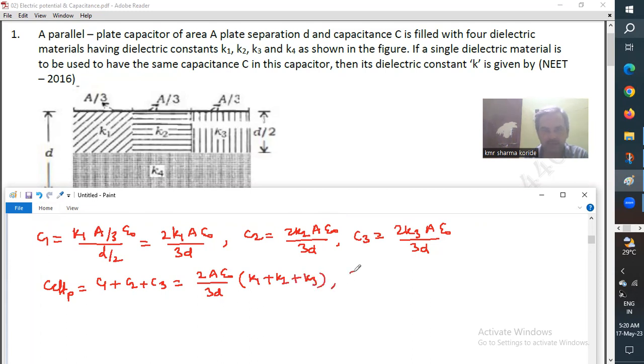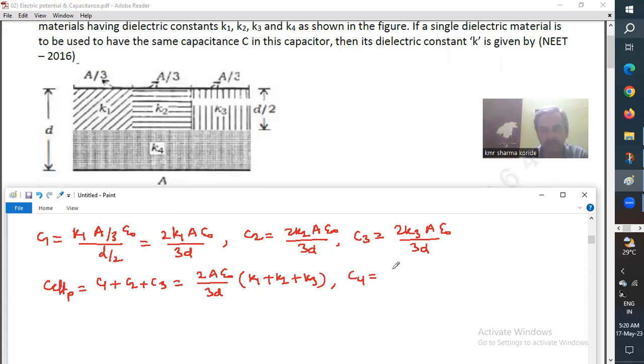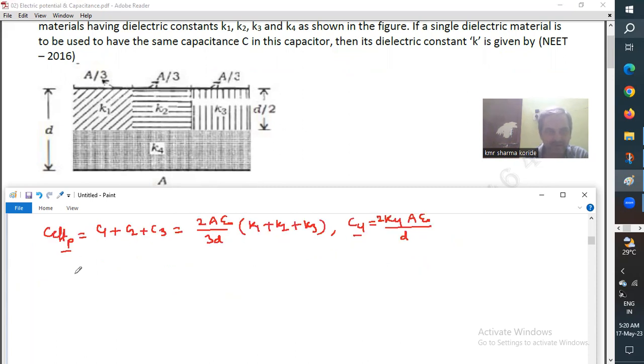Now let us also write capacitance for the dielectric constant filled K4. So what is that? So this is filled with complete area. So therefore, there is no division in the area. So it is K4 A epsilon naught, but the separation is D by 2. So 2 will come up, D will be at the denominator. Now C4 and the C effective are in series because the distance is divided. So get back, 1 by C effective series is equal to 1 by C effective parallel plus 1 by C4.